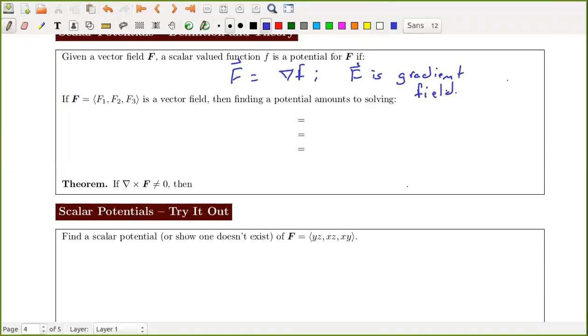Because it is the gradient of some scalar function. F is called the vector field. Little f is a potential for big F if big F is just equal to the gradient of little f.